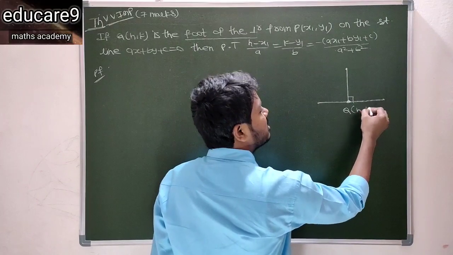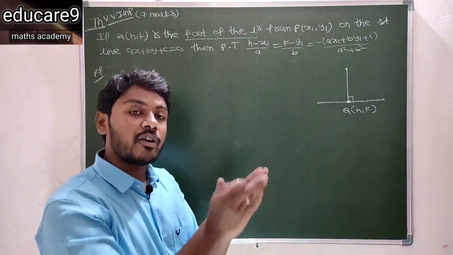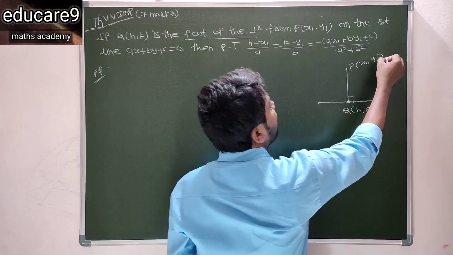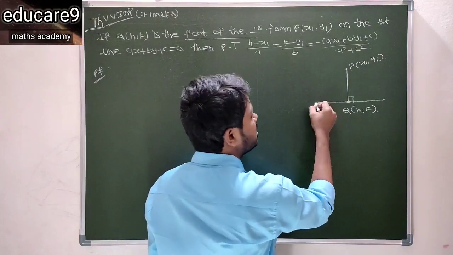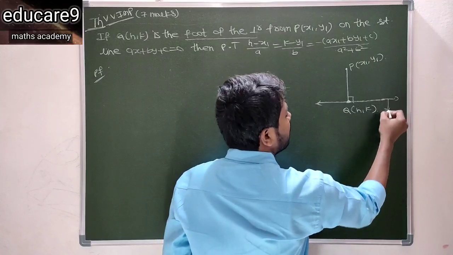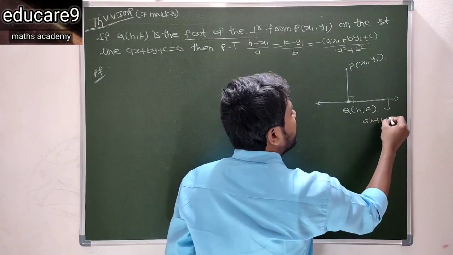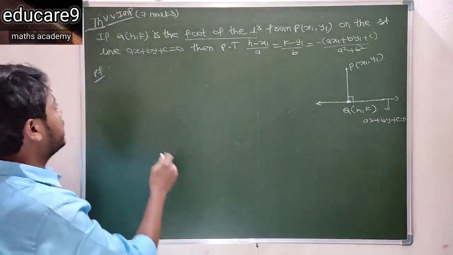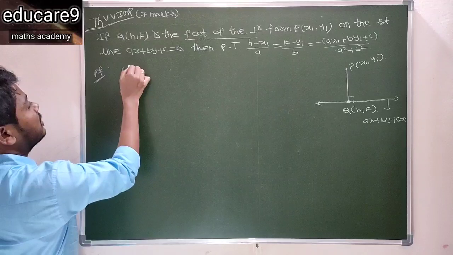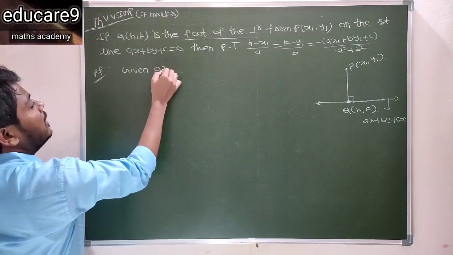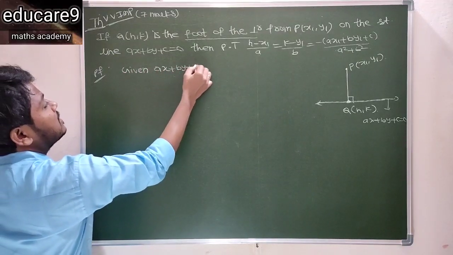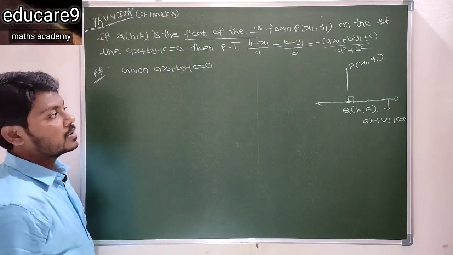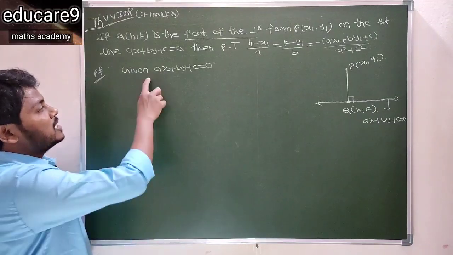So Q(h, k) is the foot of the perpendicular from the point P(x1, y1) on the straight line. So what is this line? Ax plus by plus c equals 0. Then prove this one. So see here, given line ax plus by plus c equals 0. So find the slope of this line. So this is the given line.